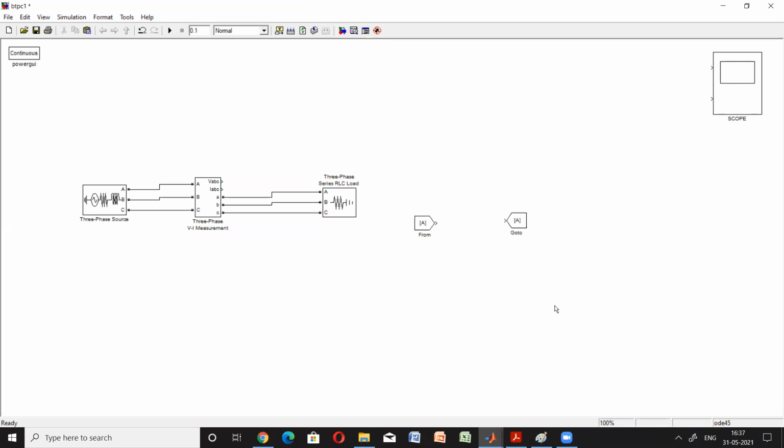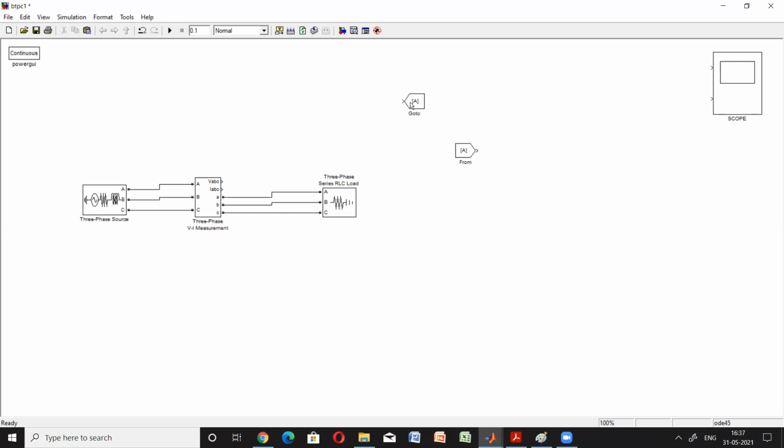These are the two basic blocks we are using for routing operation. One is a From block, one is a Goto block. In the Goto block, you can see an arrow coming in, and from the From block we have an arrow going out. The Goto is collecting the signal, Goto and From are internally connected, and from the From we are giving the signal, isn't it?